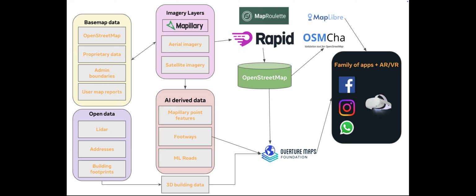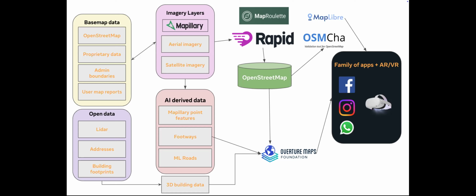Most of the data comes from OSM. On top of OSM, we use property data, administrative boundaries, and user generated data like map reports. Then we use open data such as LiDAR, addresses, and building footprints, and whatever we generate from aerial imagery, and we also ingest it into OpenStreetMap with community validation.